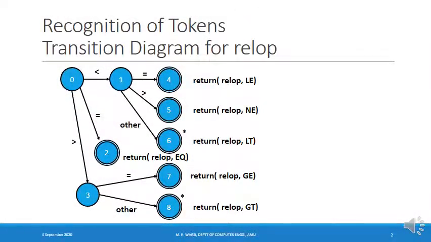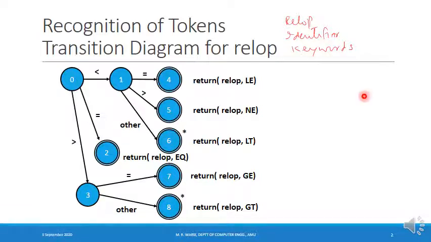In order to recognize tokens, we have to design and implement finite automata. In today's lecture, we'll look at designing finite automata for three tokens. One is a relational operator. The second one is identifier. And the third one is keywords. For other tokens, you can design finite automata yourself, but we'll cover these three tokens and their finite automata in today's lecture.